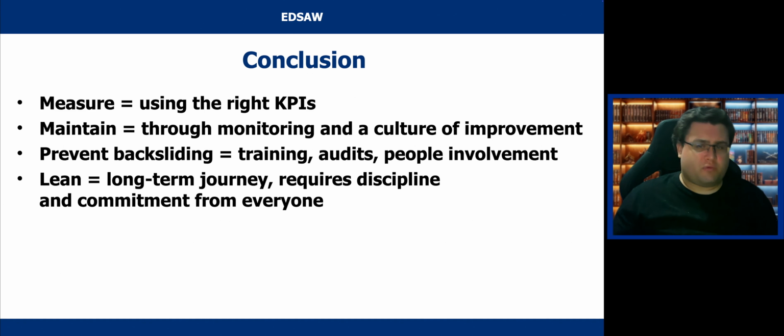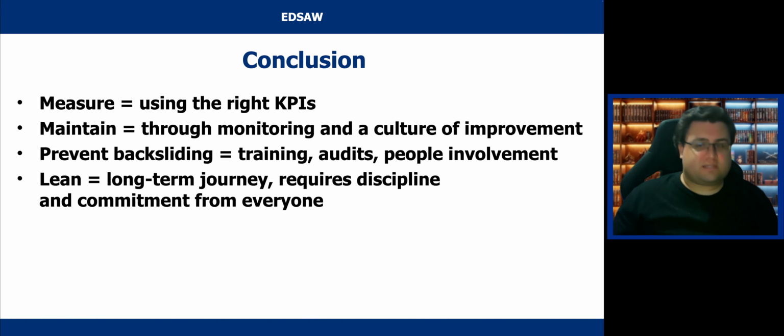We also talked about monitoring. Control charts, dashboards, and regular reviews are essential to detect deviations in time and be able to react before they affect the customer. At the same time, we looked at how to prevent a return of old habits. The key is training, internal audits, Kaizen culture, and the involvement of all employees. We also mentioned advanced Lean tools such as Six Sigma, TPM, 5S, and value stream mapping that help keep processes at a high level.